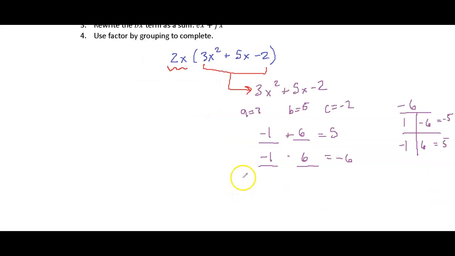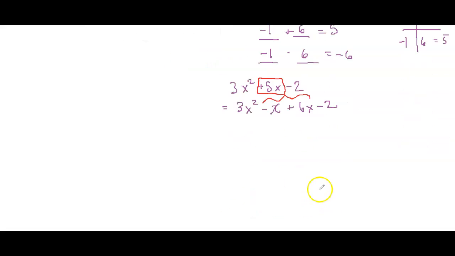Now let's rewrite our problem using these values. Remember, we're going to rewrite our b term, 5x, so that we can use factor by grouping to further factor this trinomial, giving us 3x squared minus the 1x plus the positive 6x minus 2. Remember, we substitute the 5x b term using the two values that we just found.